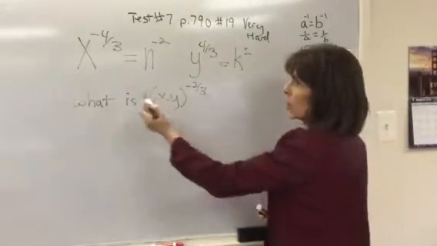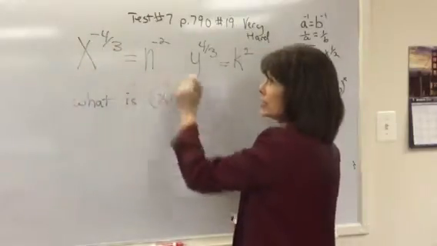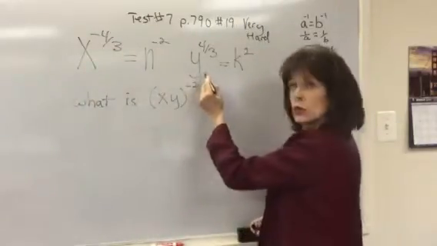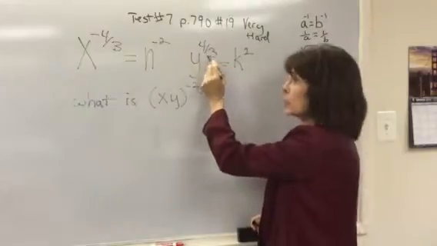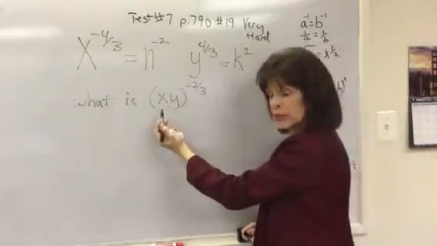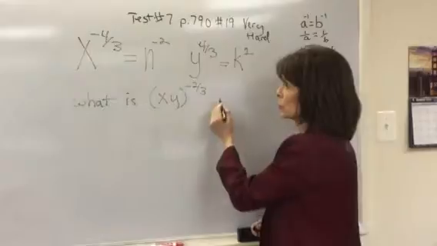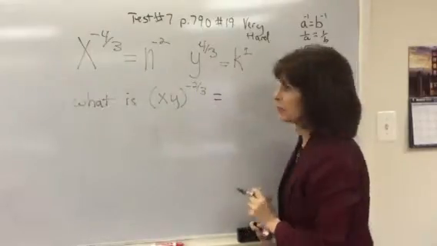So we come over to the problem, and the problem is x to the -4/3 equals n to the 2nd. And they give you y to the 4/3, not quite the same thing, equals k to the 2nd. And then the question is, what is xy to the -2/3 power in terms of n and k?